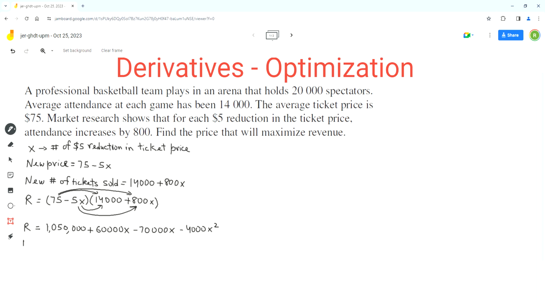Now we can rearrange the terms in this revenue equation. We can start with the x squared term, so negative 4,000x squared, and we can combine the x terms, so we get negative 10,000x, and then plus 1,050,000.